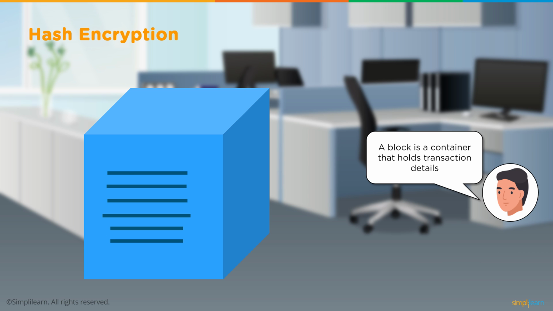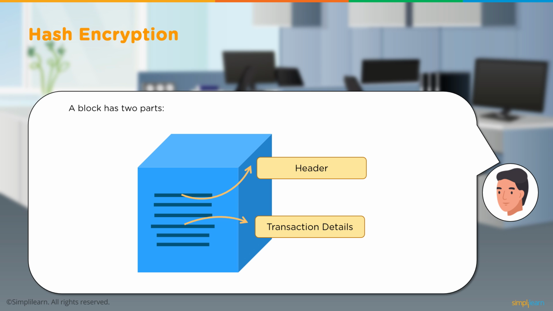So a block in a blockchain is like a container that holds aggregated transactions. It contains a certain set of transactions. So we will see what all things construct a particular block. A block has two parts. It has a header, and the second part is the transaction details. It is the set of transactions which are aggregated in this block.